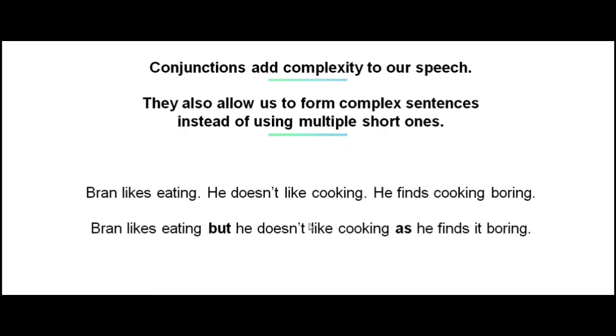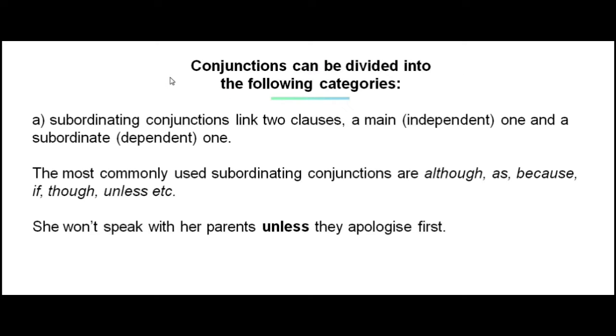Now, instead of these multiple short sentences, we can create one complex sentence by using conjunctions, as in the example over here. Bran likes eating, but he doesn't like cooking as he finds it boring. Note that conjunctions can be divided into the following categories.